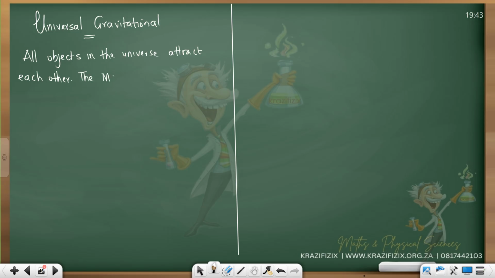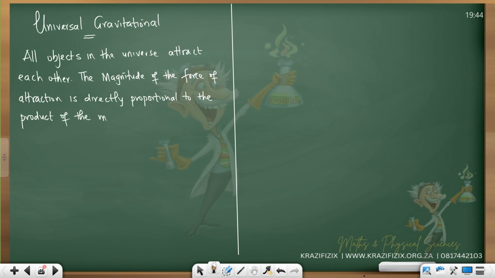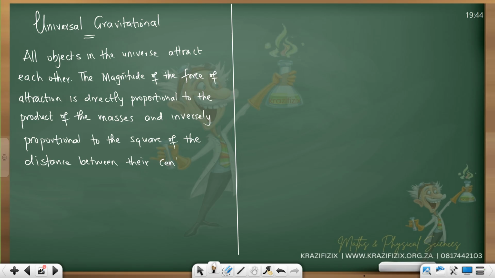It says the force, the magnitude of the force of attraction, is directly proportional to the product of the masses and inversely proportional, it's a long one, to the square of the distance between their centers. You have to swot this thing.